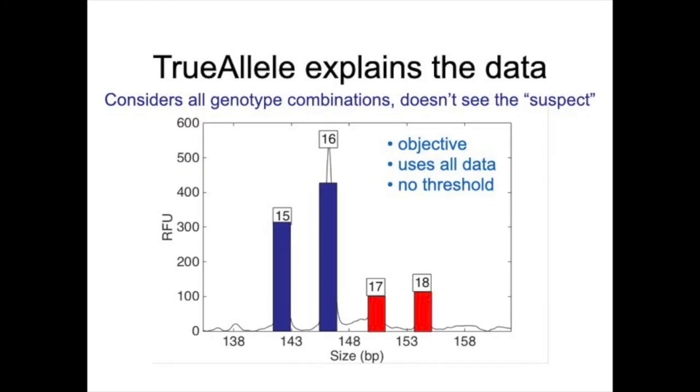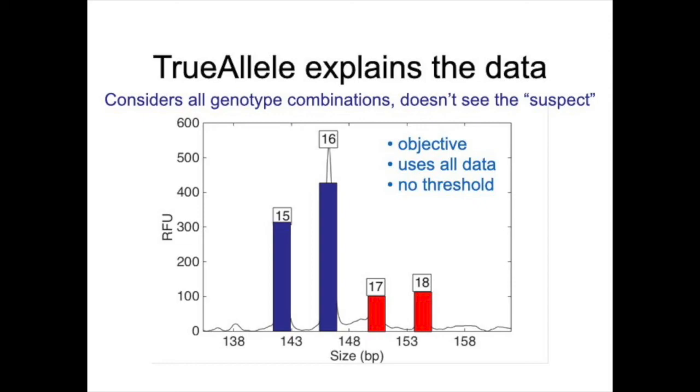What does it do that's so different from human review? Well, TrueAllele explains the data. It considers all the different genotype combinations of different individuals. It doesn't see the suspect. Here is the same data we saw before, and here's one of maybe 100,000 explanations that TrueAllele will try, just considering how to explain the data.